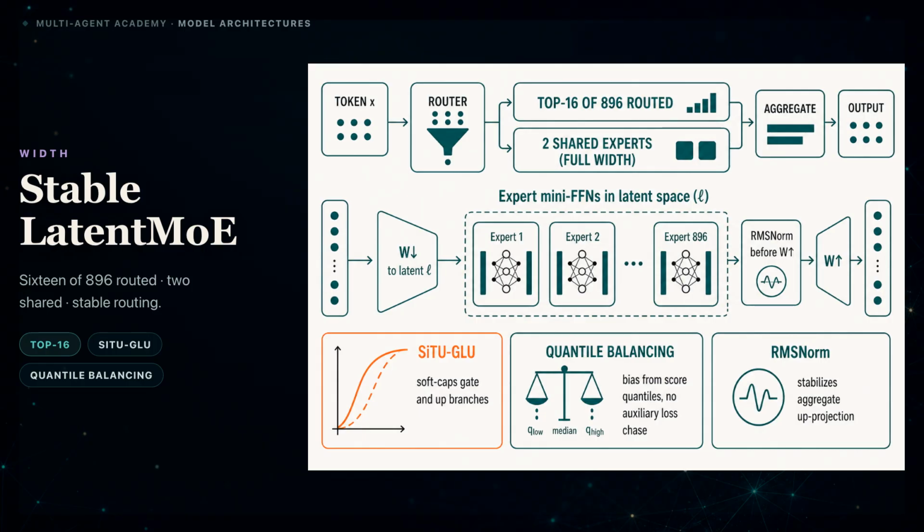This extreme sparsity creates 2 practical risks. Internal activations can grow unstable, and routing load can collapse onto a small subset of experts. Kimi 3 addresses them with 3 mechanisms. Root mean square normalization controls the routed aggregate before the up projection. Sigmoid tanh unit, GLU, soft caps both multiplicative branches to limit activation outliers. Quantile balancing derives each expert's routing bias from score margin quantiles, targeting the desired load without an auxiliary balancing loss or a sensitive fixed update step. Shared experts keep common transformations full width, while specialists remain efficient in the latent path.